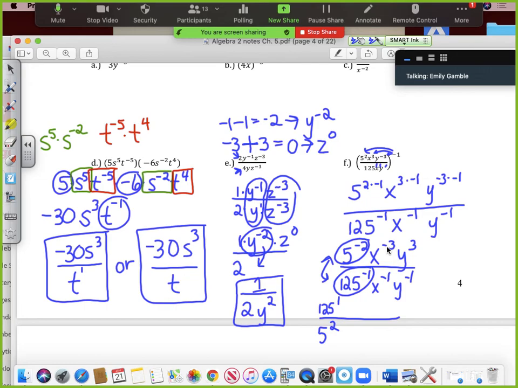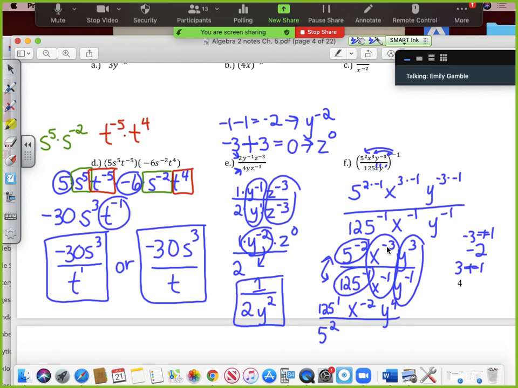And then for the x's, x to the negative 3 and x to the negative 1. Negative 3 minus negative 1 is negative 3 plus 1, which is negative 2. So then when I simplify the x's here, this is going to be x to the negative 2 at the top. And then for the y's, it's going to be 3 minus negative 1, which is really 3 plus 1, which is 4. This is going to be y to the 4th power.